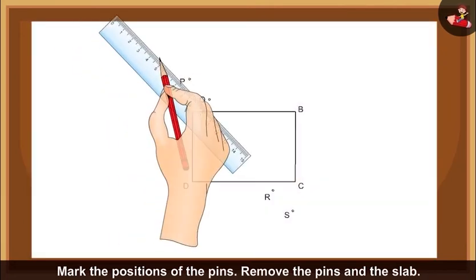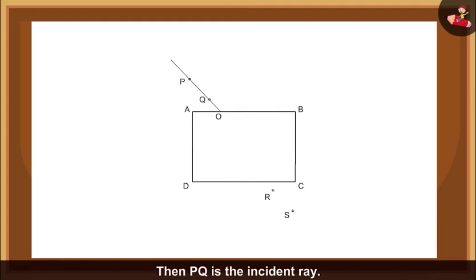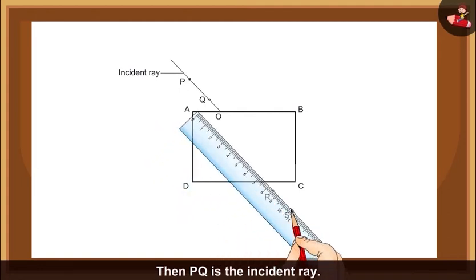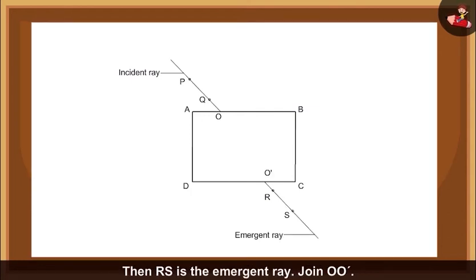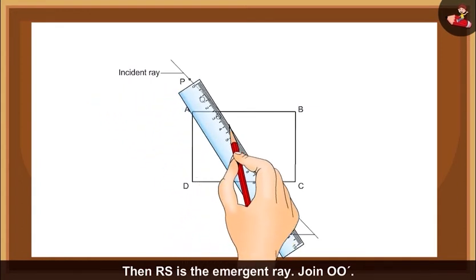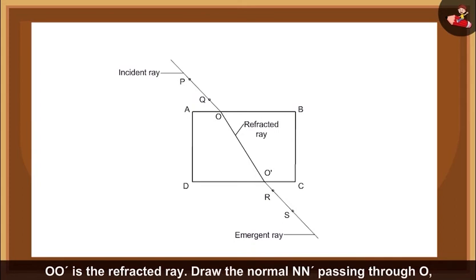Remove the pins and the slab. Join PQ and produce it to meet the slab boundary at O. Then PQ is the incident ray. Join SR and produce it to meet DC at O'. Then RS is the emergent ray. Join OO'. OO' is the refracted ray.